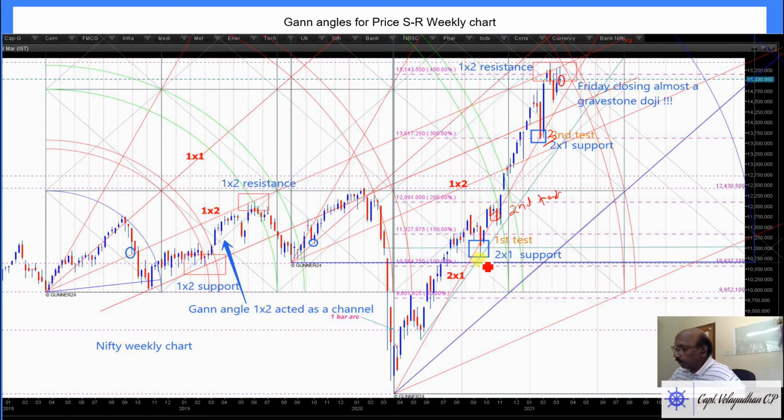Now if we see the Friday closing candle, it was almost like a gravestone doji. It pulled down all the way down. And before that week also price went up and closed halfway below. And 1 week before was a bearish candle. So every time price attempted to move up this angle, this 1 by 2 was showing resistance here. This was showing resistance all the way here. Here it was showing resistance and here also it is showing resistance.